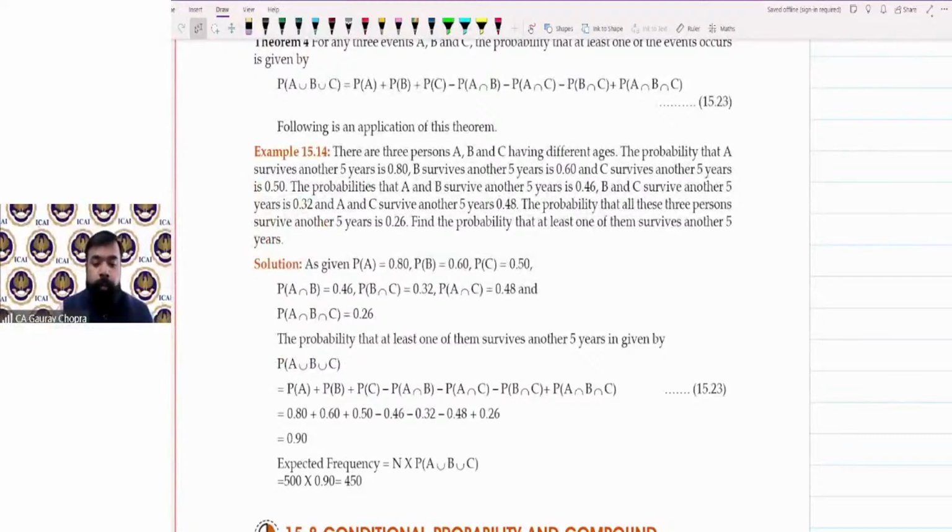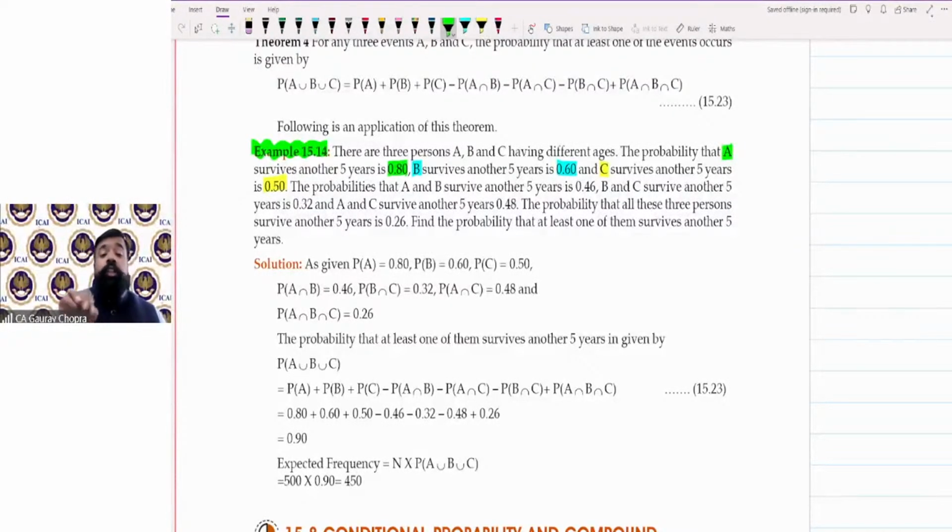Next one. 15.14. There are three persons A, B, and C having different ages. The probability that A survives another 5 years is 0.8. For B, it is given that the chances are 0.6. And for C, the chances of survival is 0.5. So these three persons have different probabilities of survival.